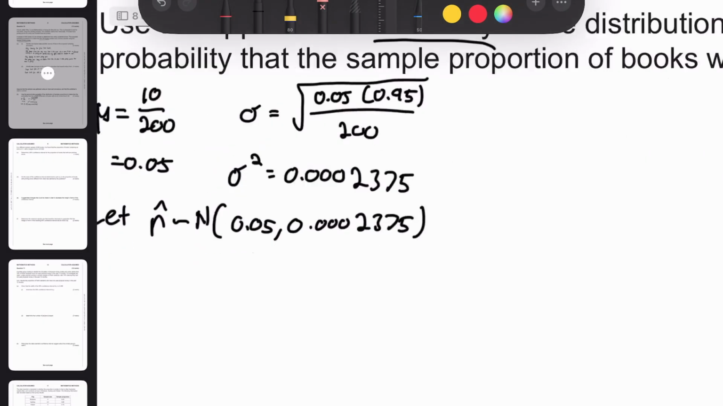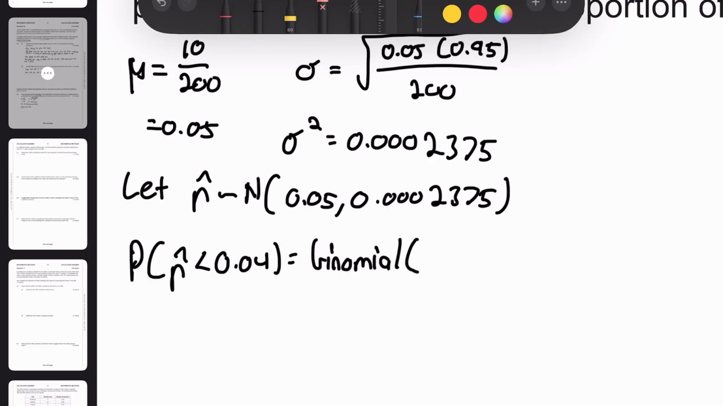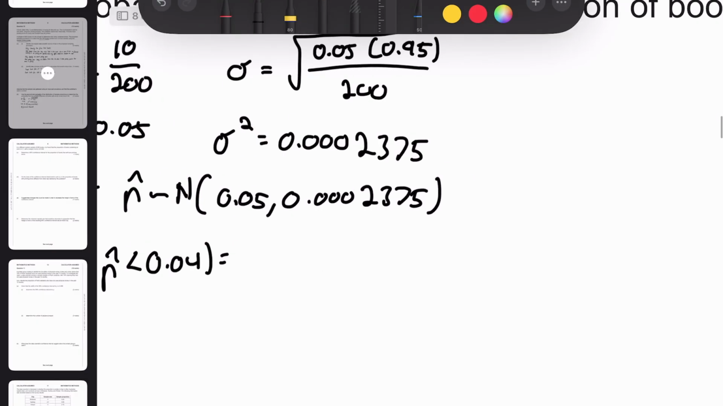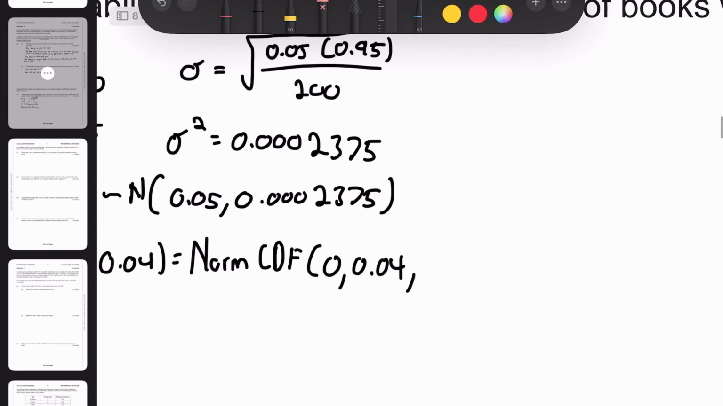Okay, so then we want the probability of that being less than 0.04, which is going to be equal to binomial. Oh, sorry, not binomial, norm CDF. Well, binomial, that came out of nowhere. Normal's cumulative density function. We want to go from 0, because obviously we can't have a negative sample proportion, to 0.04 of our mean, which is 0.05.